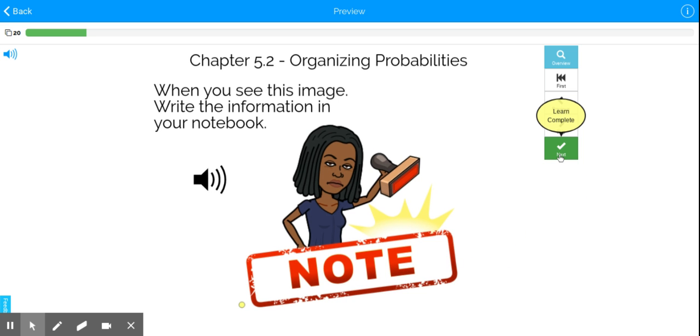All right, so again, like last time, when you see the image, write it down. So pause here, grab your pencil or pen, notebook, calculator, and your workbook, because you'll also be doing questions at the very end of this. Go pause, grab those things now.